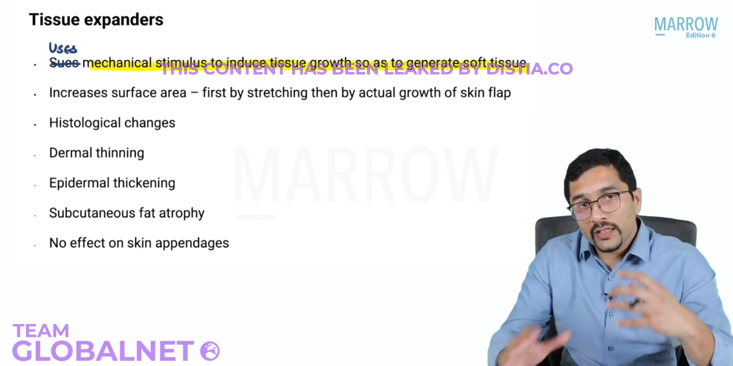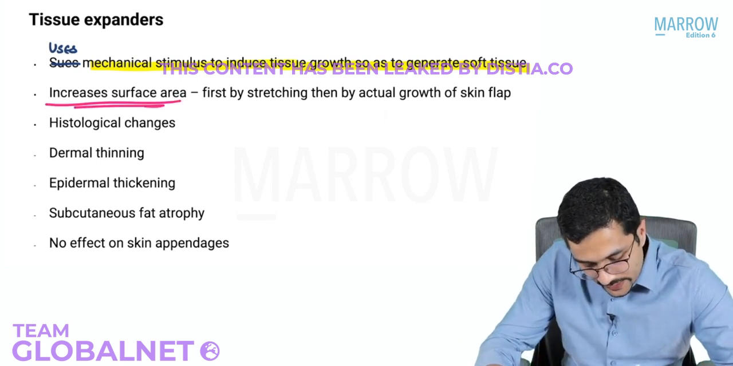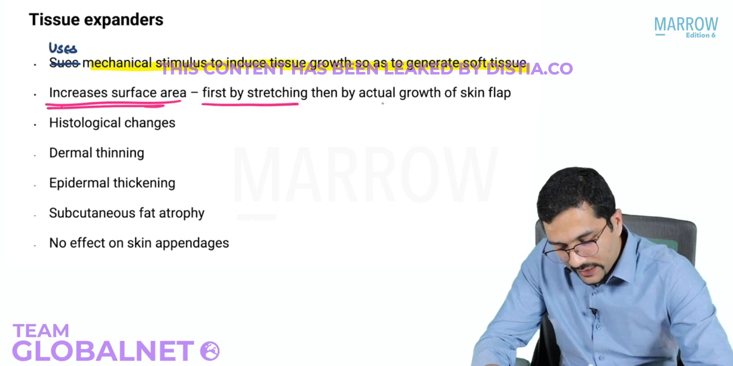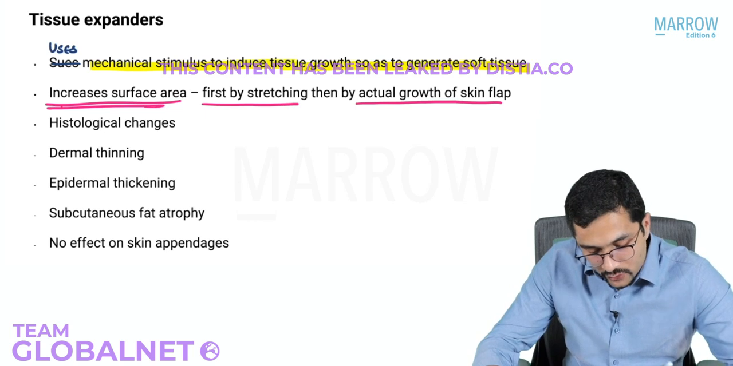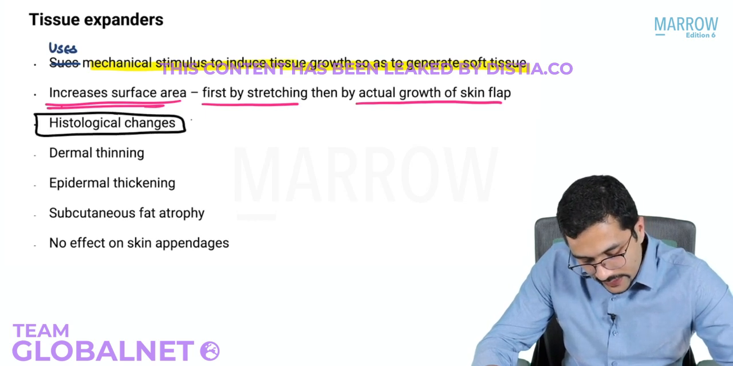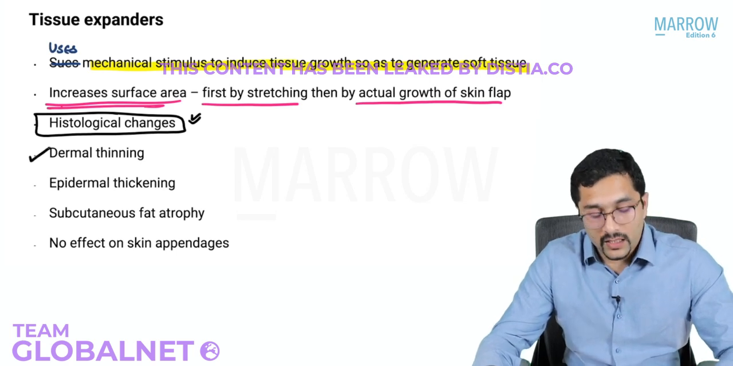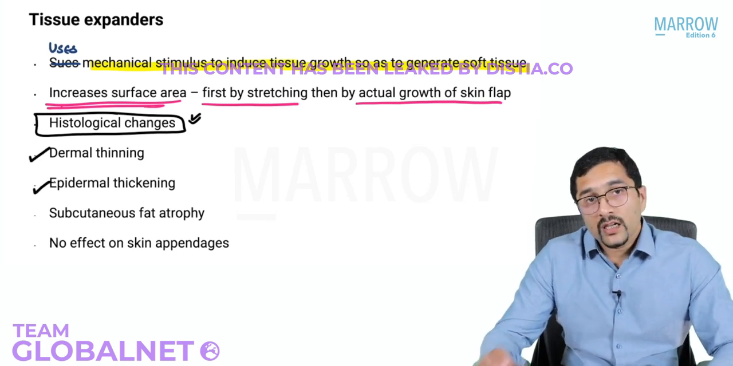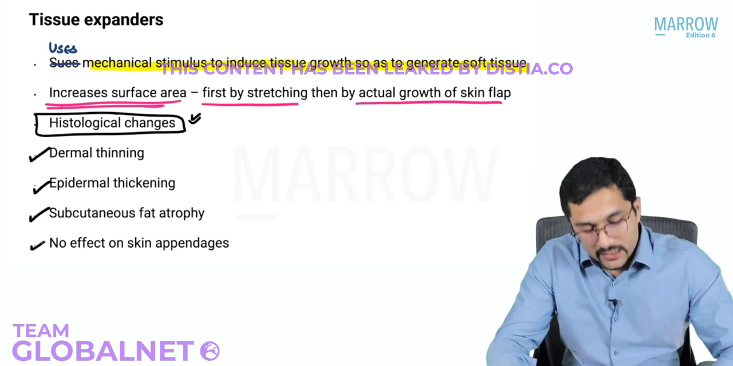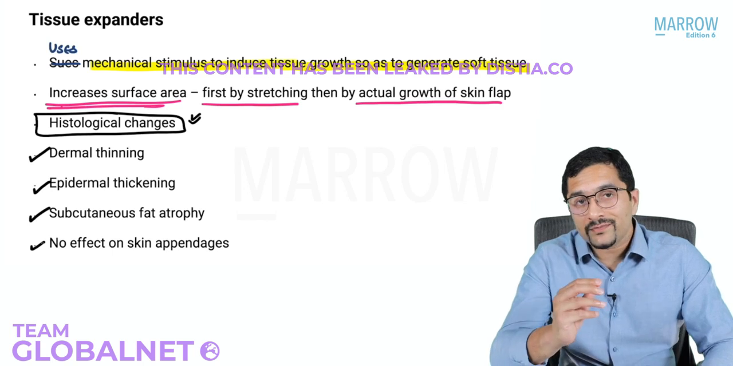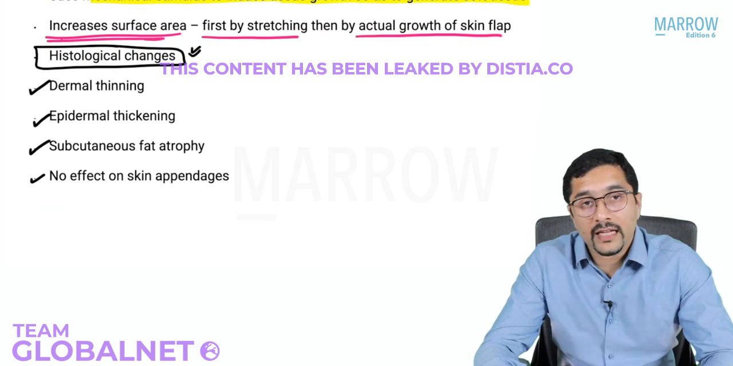Okay, so with this mechanical growth, more soft tissue is generated. It increases the surface area first by stretching and then by actual growth of the skin flap, which is what I told you. And if you see the area where an expander is put, there are certain histological changes. There is dermal thinning, there's epidermal thickening, the fat becomes thin, there's subcutaneous fat atrophy, but there is no effect on skin appendages. So this expanded skin will have normal hair as well.